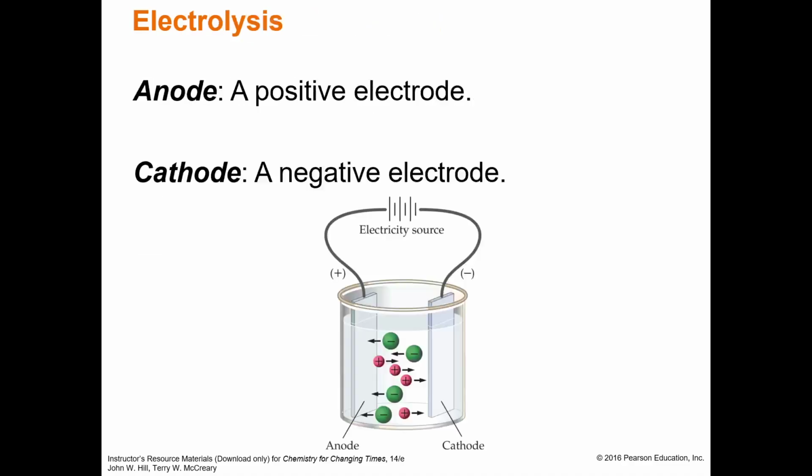In electrolysis, you have two electrodes. One is always the anode, and one is always the cathode. The anode is the positive electrode. The cathode is your negative electrode. One way you can help yourself remember this is that the negative electrode has positive things attracted to it.